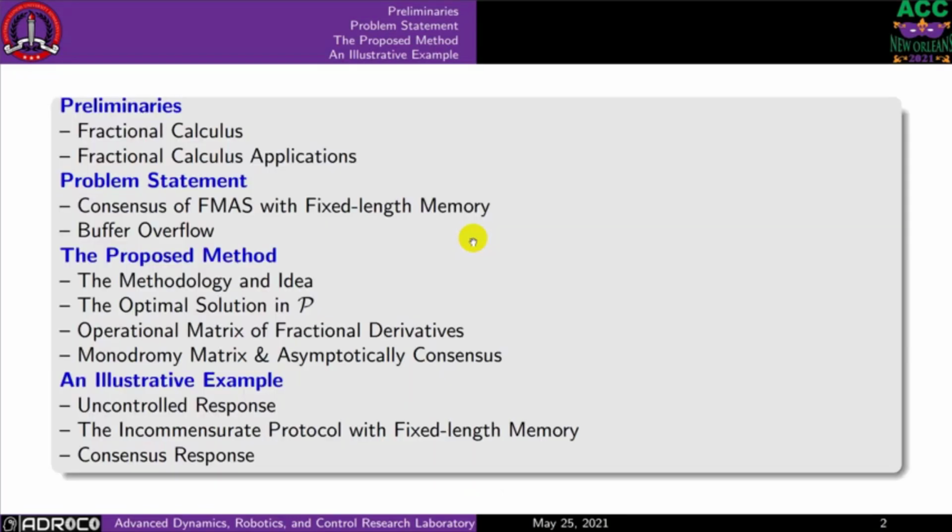The general layout of this presentation: I will start with some history of the fractional calculus and basic definitions in the fractional calculus, and the importance of them in some engineering applications. And then we will talk about the consensus problem of the fractional multi-agent system with the fixed length memory and the buffer overflow issue with them. And we are proposing a method, and we will talk about the methodology and idea behind that method. And we will show the advantage of that method in an illustrative example.